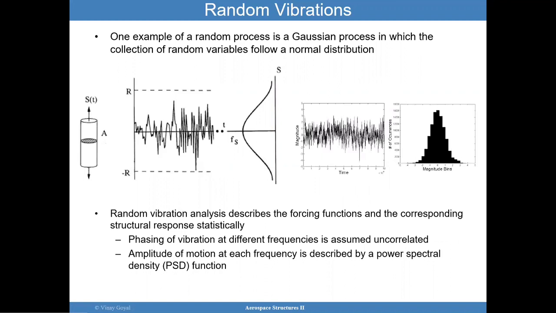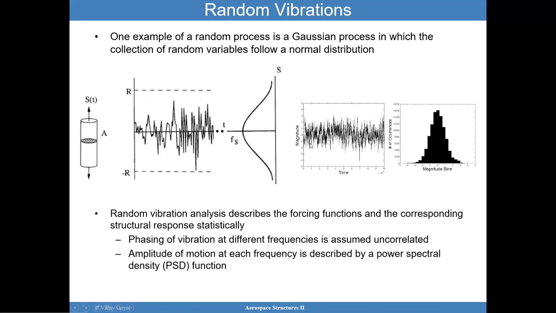One example of a random process is a Gaussian process, in which you have a collection of random variables that follow a normal distribution. Here, I have an example of stresses that are random as a function of time. And if I were to look at the distribution and occurrence on the basis of a Gaussian process, it's going to have this type of curve here.